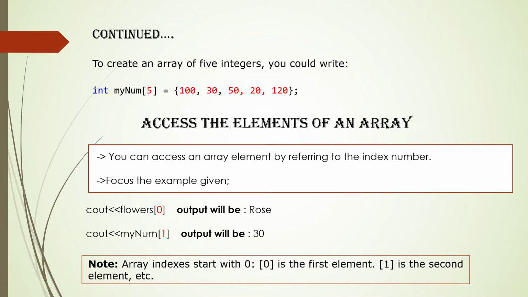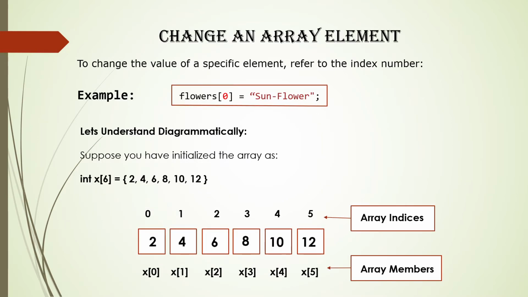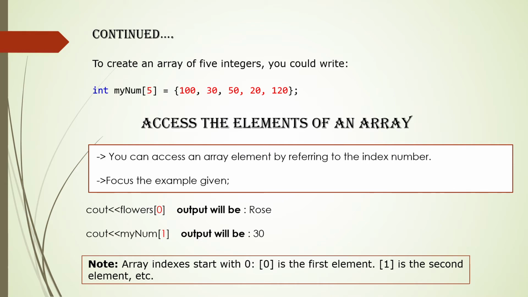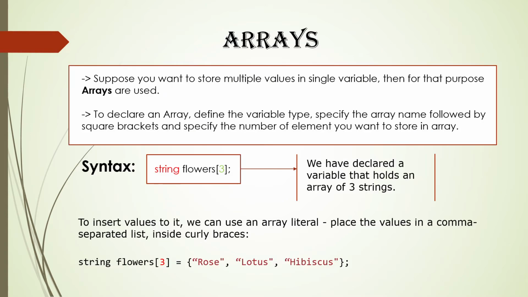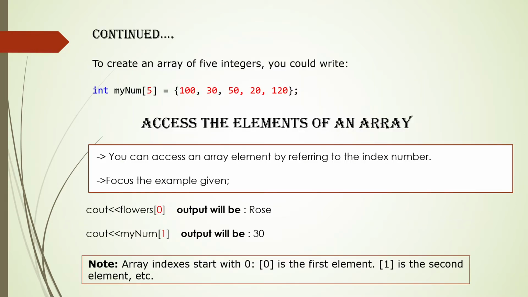Since we are clear with index number, let's see how to access a particular element. Here I have mentioned cout, then flowers of 0, that is 0 in the square brackets, and we got the value as rose. Recall the previous example. See here, in the 0th index of this array named flowers, rose has been stored. See, we got the output as rose. And the second time I have mentioned cout of mynum 1. See the mynum array and refer to index 1. The element stored in index 1 is 30. So we got the output as 30.